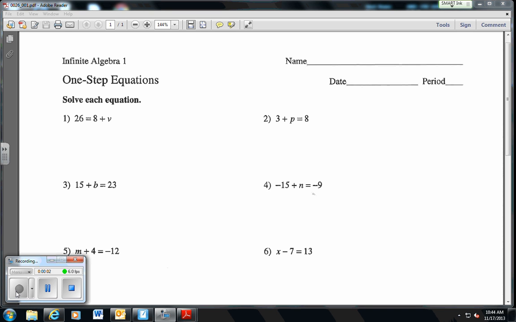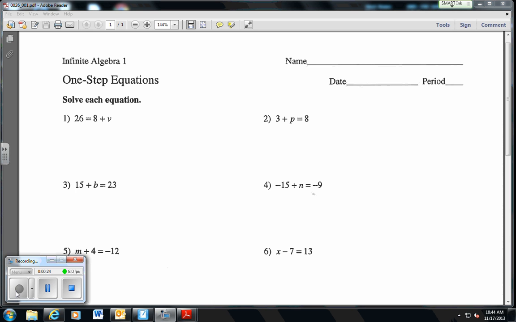All right, these are the notes for introducing chapter 4. We'll start with the basic algebra problem, one-step equations here. The goal of solving these equations is to get the variable all by itself. So whatever that variable might be, b, n, x, p, whatever it is, we want to get it by itself.